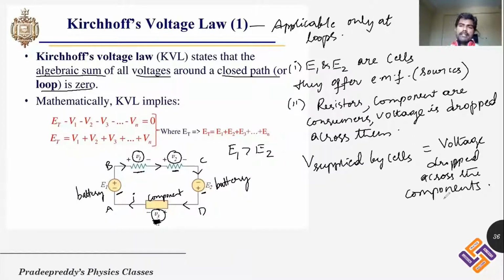Component may be a capacitor, a resistor, a bulb, or a heater, any component it can be. Cells will provide voltage, and that voltage provided by the cells is consumed by the consumers present in that particular closed loop. So the total voltage supplied by the batteries will be dropped across all the components in that particular closed loop.